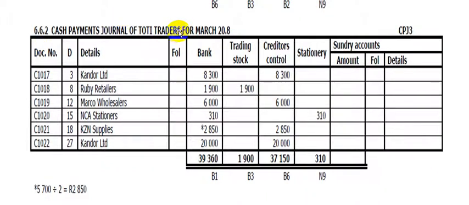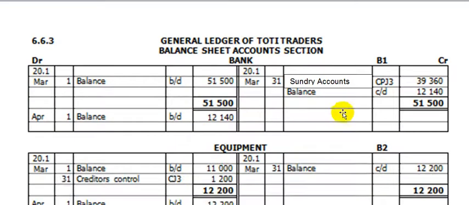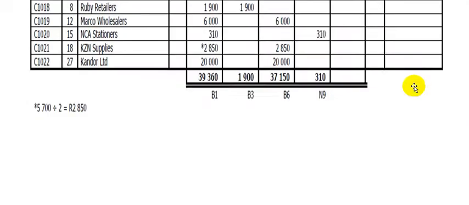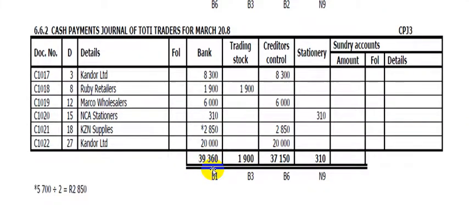Okay, so cash payments journal, we're making payments. So when we go and post this amount of 39,360 into our bank, we know that it decreases our bank because we were making a payment. If our bank, an asset, goes up on the debit side, if it decreases, it must decrease on the credit side. On the credit side, on the 31st, we call it sundry accounts because it's a mixture of a lot of accounts that we've paid for. Our CPJ3 is where we got this amount from, and it's 39,360 as indicated here.